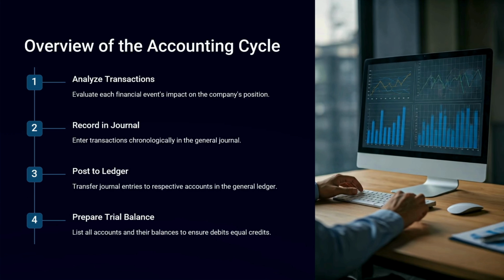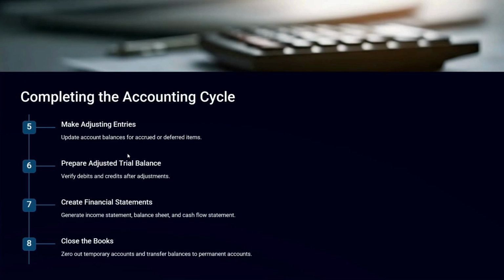First, transactions are analyzed to see their impact on the business. Next, they are recorded in the journal in chronological order, followed by transferring the journal entries to the respective accounts in the journal ledger. Then automatically it will be shown in the trial balance, where we prepare the list of the accounts and their balances to ensure debits equal credits. After the trial balance is prepared to ensure debits and credits match, then comes the adjustment.